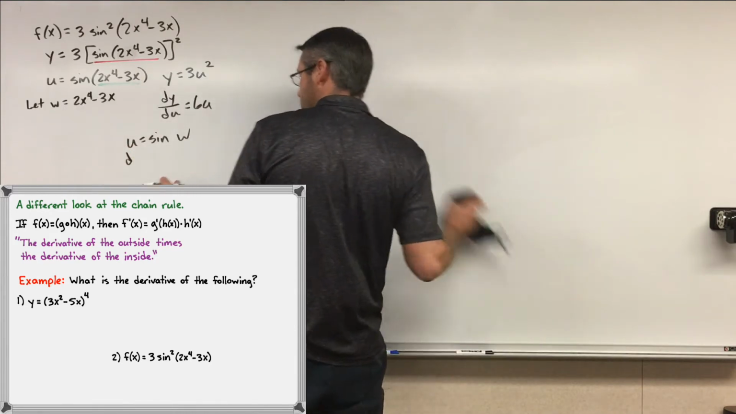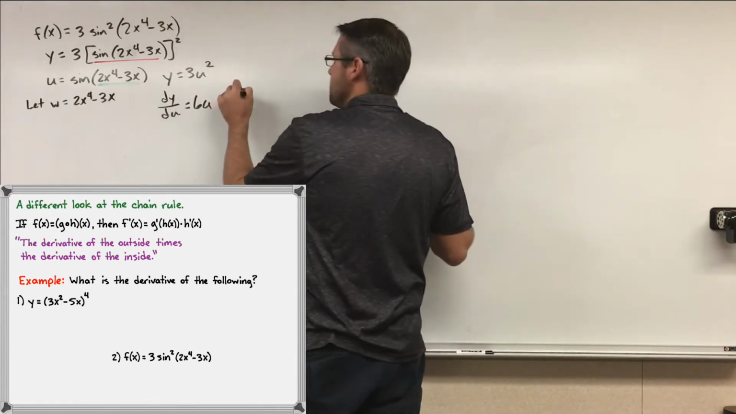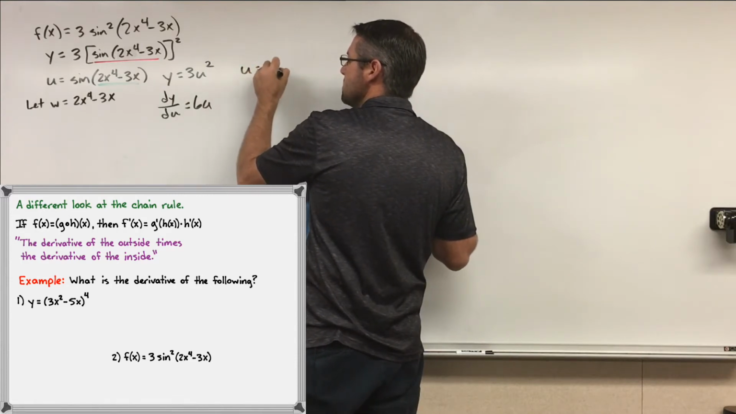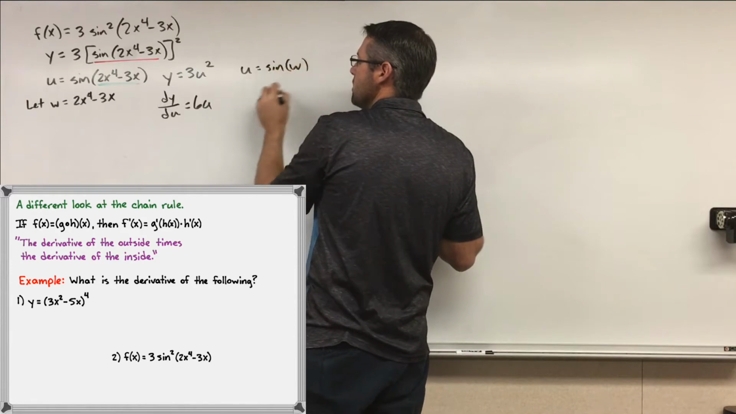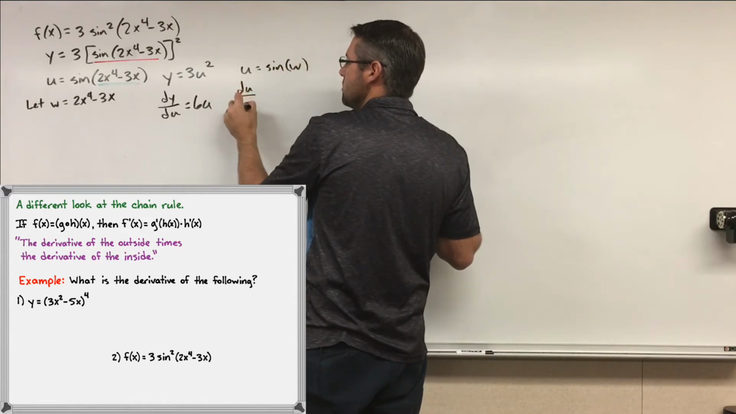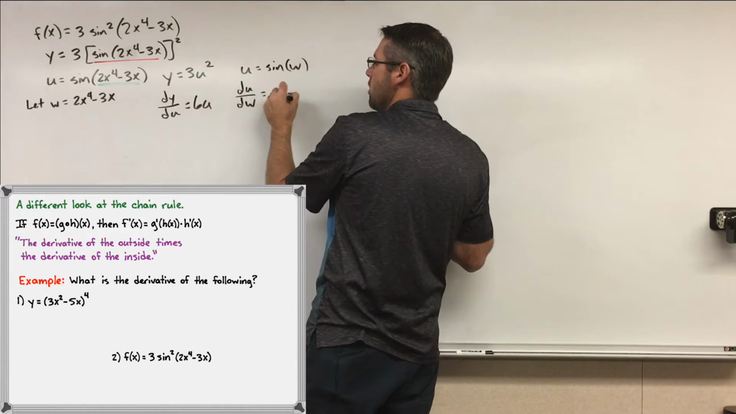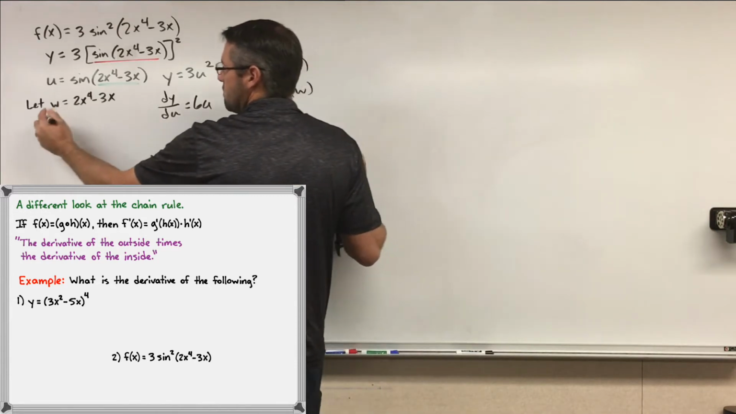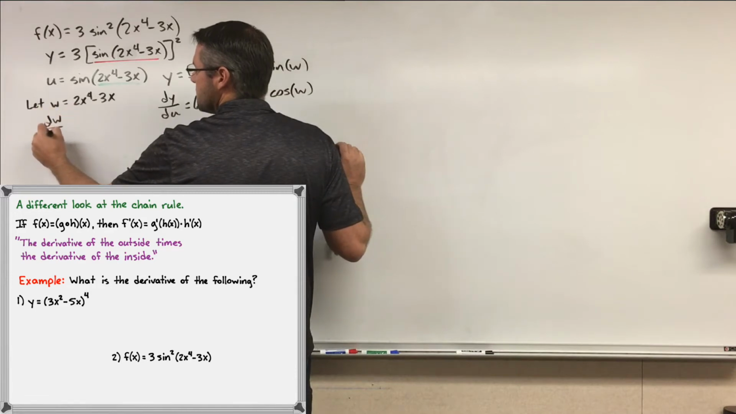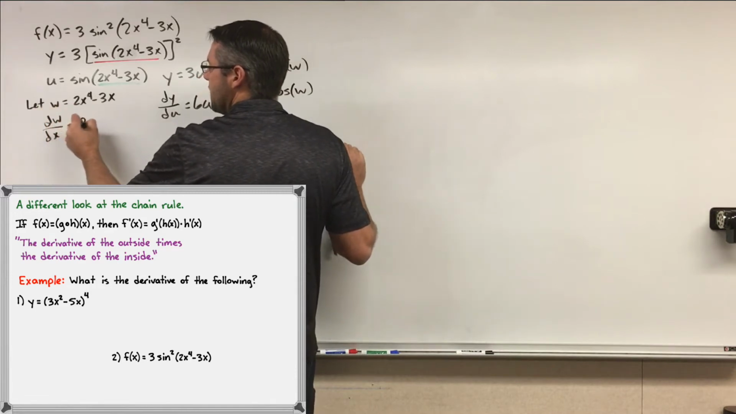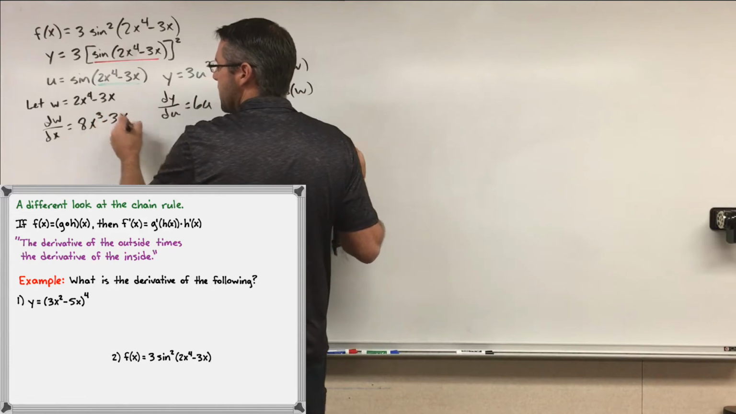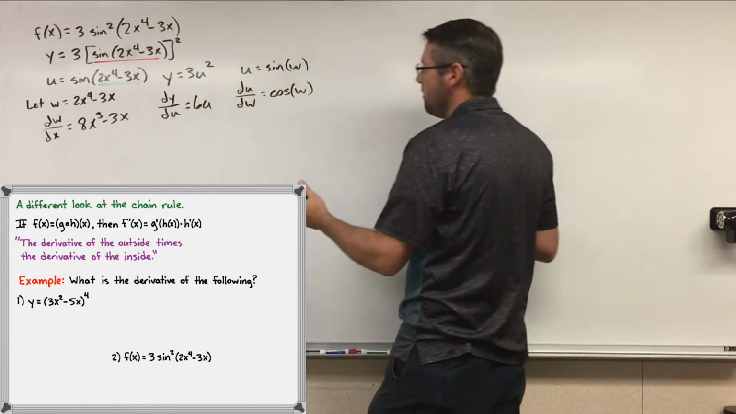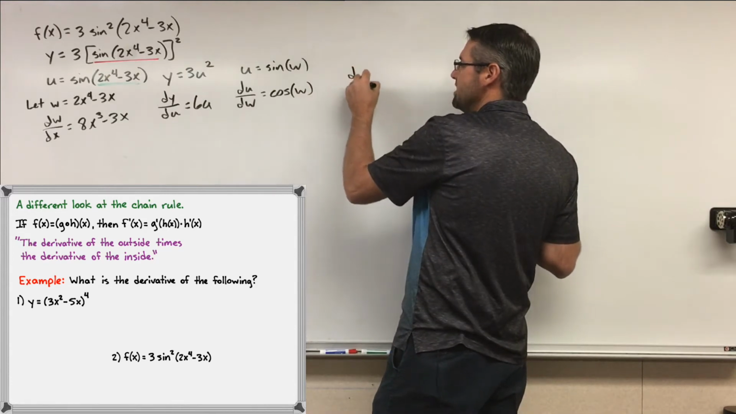I'm going to run out of room here. I'll do it over here. This is, let's see, u equals sine of w. So then du dw is equal to cosine of w. Okay, we got that. And then because I can just take the derivative of this now in respect to x, dw dx, that's equal to 8x cubed minus 3. Now remember, our goal is to find the derivative of that. So our ultimate goal is to figure out what dy dx is.